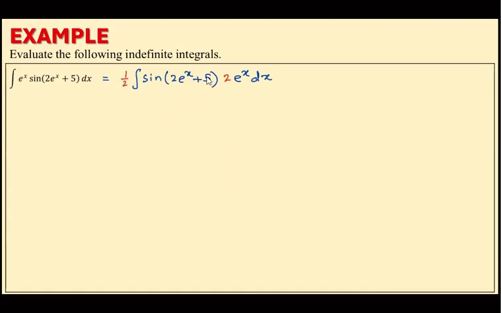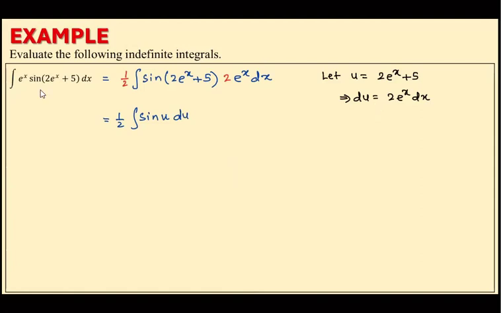By doing this, we have a composite function where this one is the inside function, and the derivative of that inside function is also here. So we can use the u substitution, where u is the inside of the composite function. So we say let u equal to 2e to the x plus 5. So the derivative du will be equal to 2e to the x dx. So let's make that u substitution. So we get half integration of sine, and then this one is u, and 2e to the x dx is du.